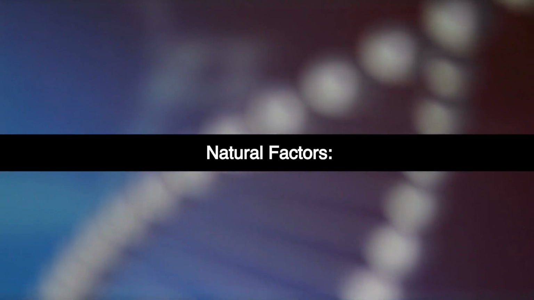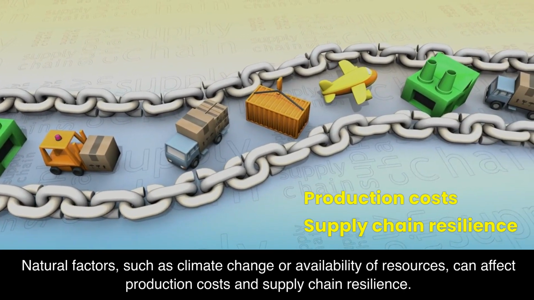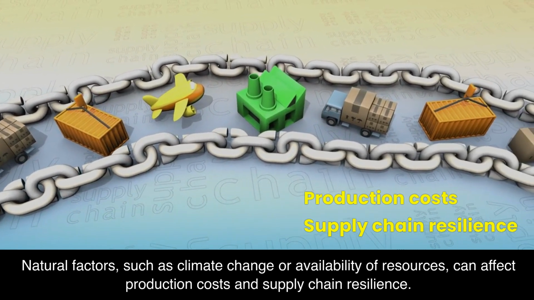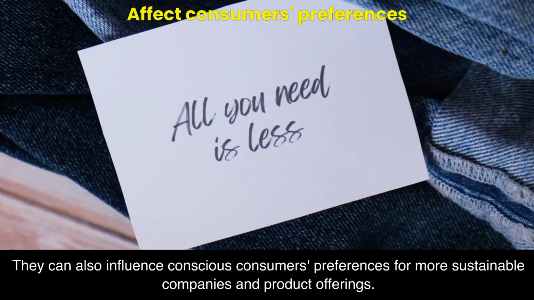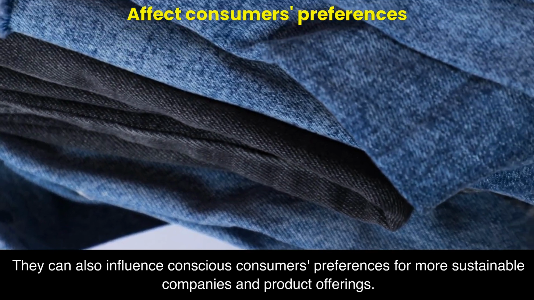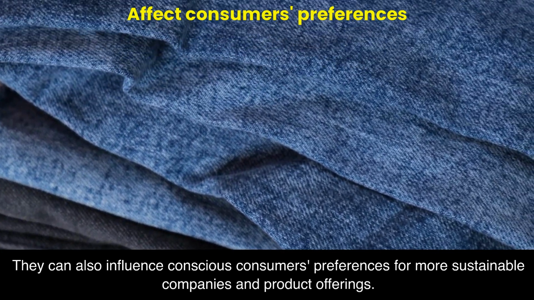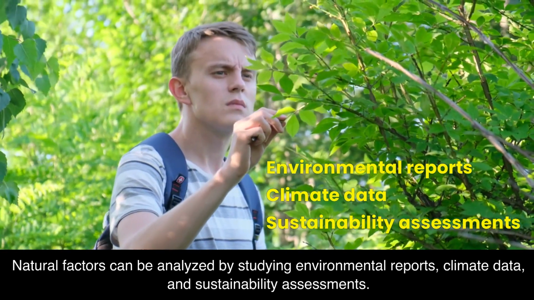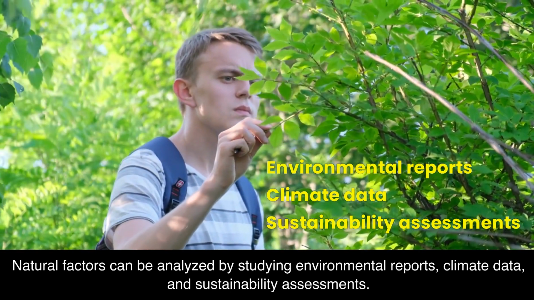Natural factors. Natural factors, such as climate change or availability of resources, can affect production costs and supply chain resilience. They can also influence conscious consumers' preferences for more sustainable companies and product offerings. Natural factors can be analyzed by studying environmental reports, climate data, and sustainability assessments.